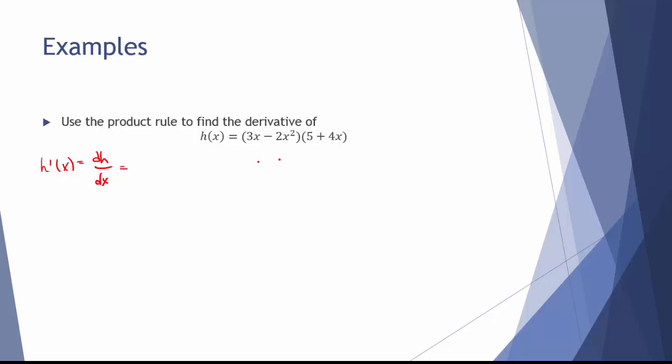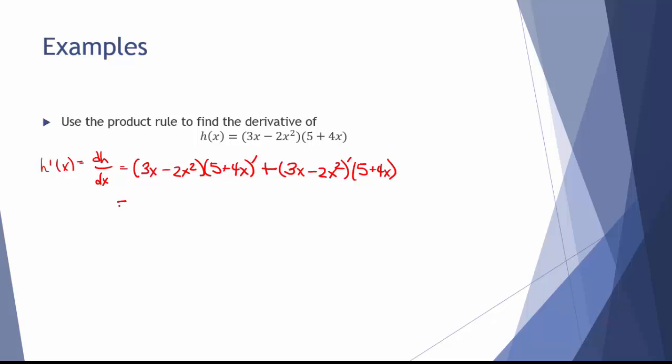Since we're using the product rule, my first function will be 3x minus 2x squared, and my second function will be 5 plus 4x. So this derivative is given by my first function, 3x minus 2x squared, times the derivative of my second function, 5 plus 4x prime, meaning I haven't taken its derivative yet, I will, plus the derivative of my first function, so 3x minus 2x squared prime, times the second function, 5 plus 4x.